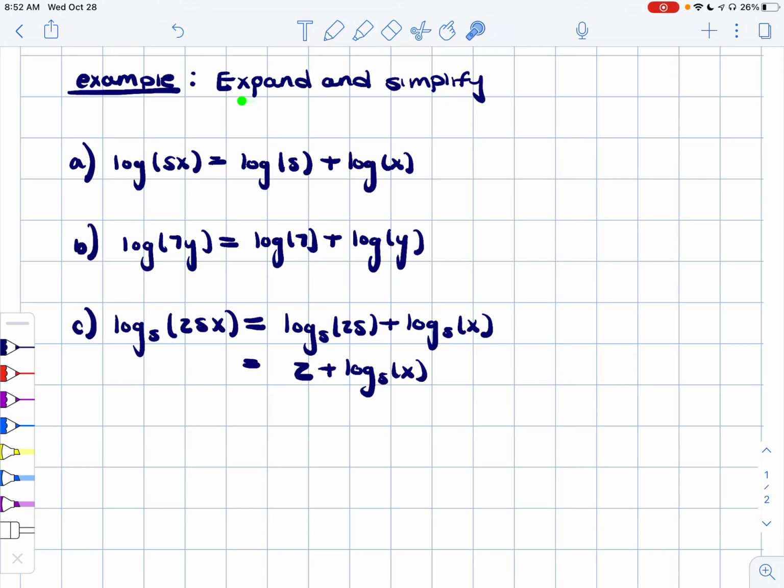So as you're expanding, you also need to make sure you're simplifying. We didn't do anything up here with the log of 5 because 5 is not a power of our base of 10, so there was nothing more we could do to simplify it. But on this part C, 25 is a power of our base, so we're able to simplify that down.